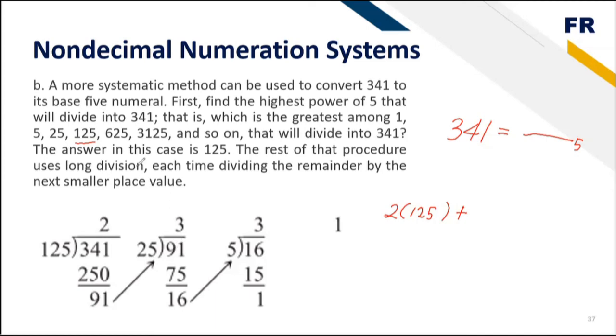At yung 91, pag tingnan natin sa greatest power of 5, pwede siya sa 25. Okay, so sa 25, ang 91 ay merong 3. So 3 times 25, 91 divided by 25, we have 3, then remainder ay 16. At yung 16 ay pwede na siya sa 5. Okay, so 16 divided by 5, meron tayong 3. So plus 3 times 5. Then yung remainder ay 1. So yun na yung para sa unit. So therefore, ang 341 sa base 10 ay 2331 base 5. Okay?